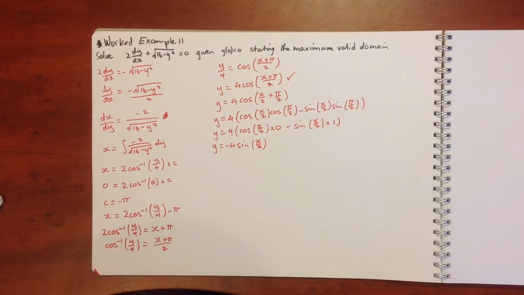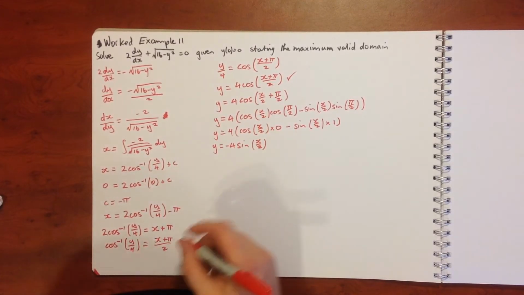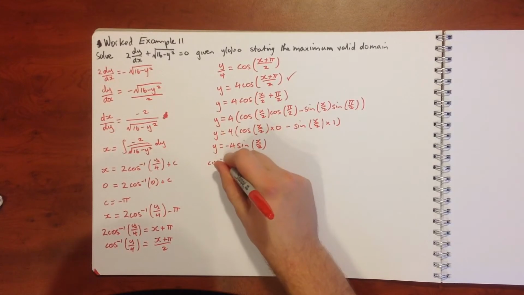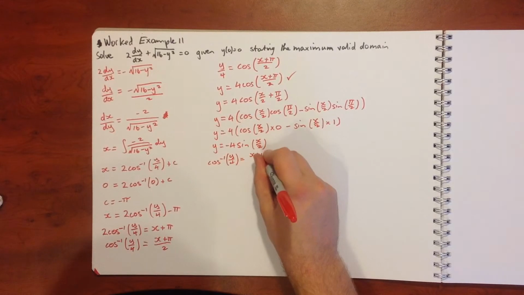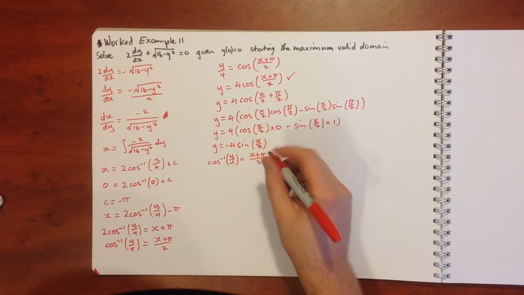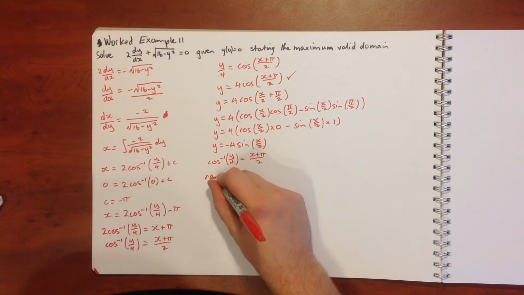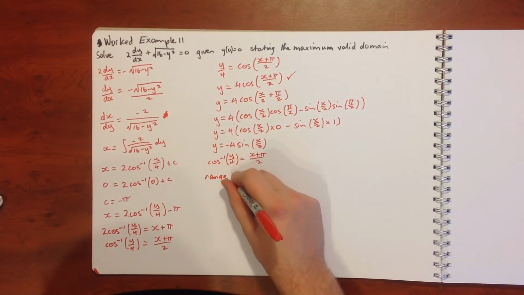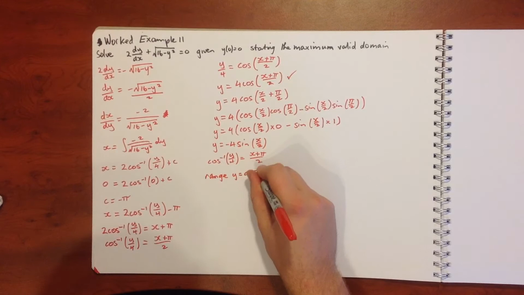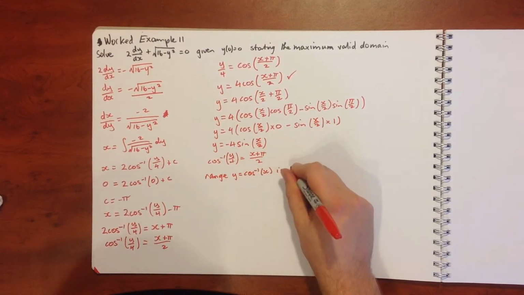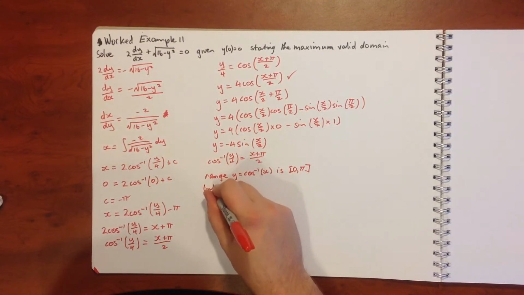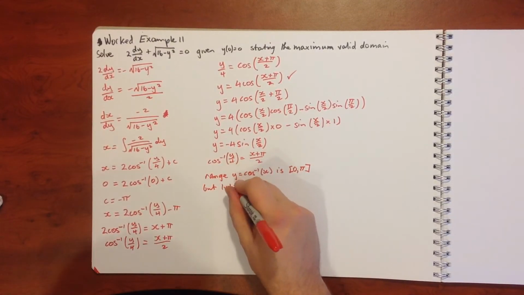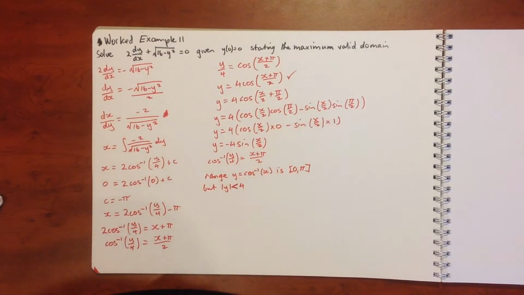What we need to do is determine the domain for which the solution is valid. Well, we know here that our inverse cos of y on 4 from earlier equaled x plus pi on 2. The range of y equals inverse cos of x is from 0 to pi. But the modulus of y is less than 4.